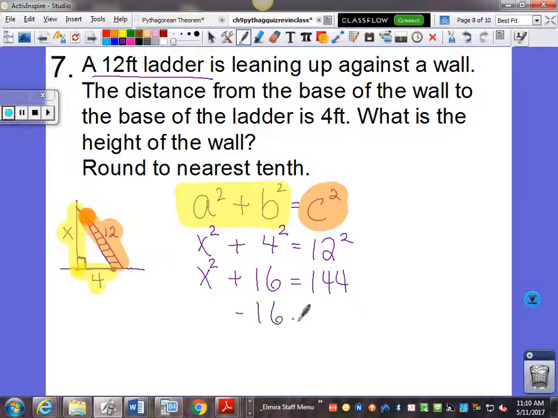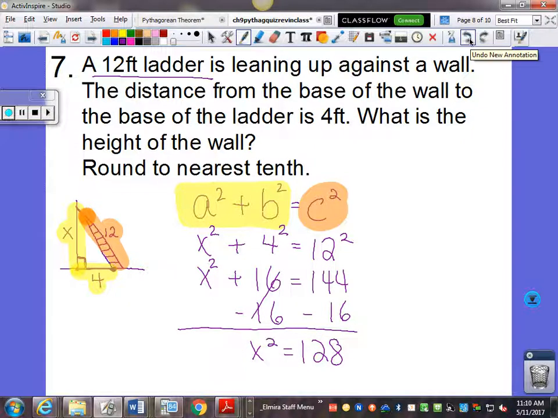Subtract 16 both sides. 144 minus 16 is 128. Oh, got a little carried away there. And the square root of 128, it's 11 point something, but I don't remember what it was off the top of my head. And so I'm going to punch in my calculator. Oh yes, 11.3.